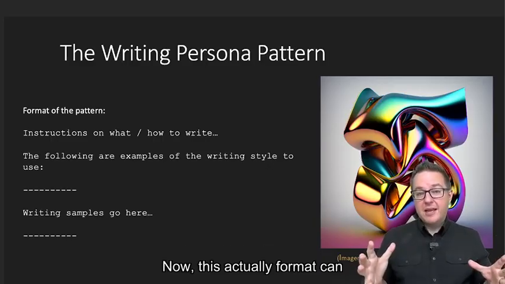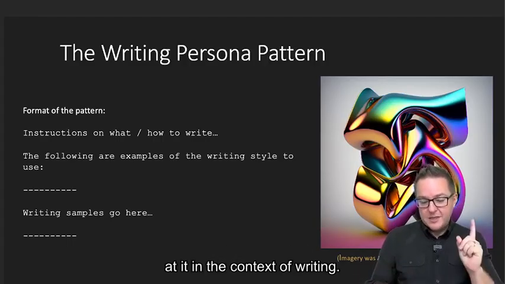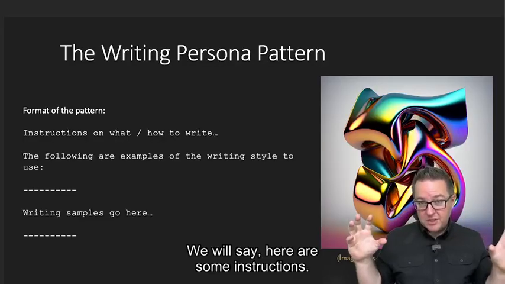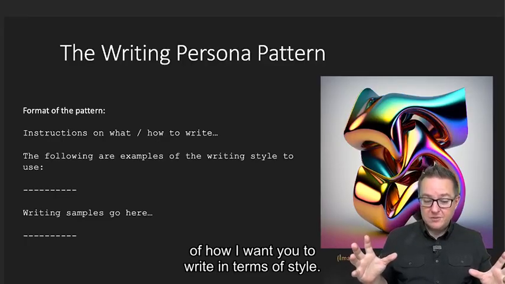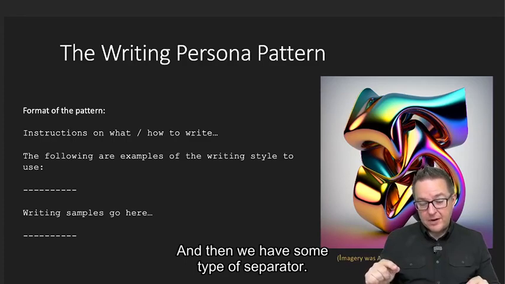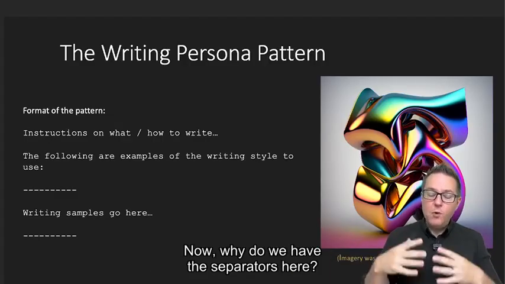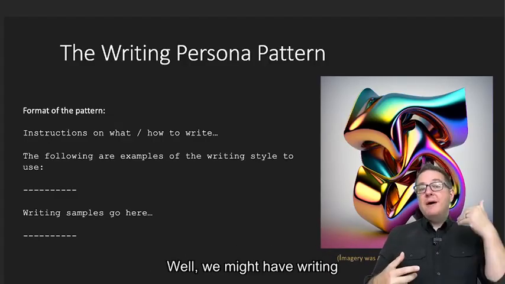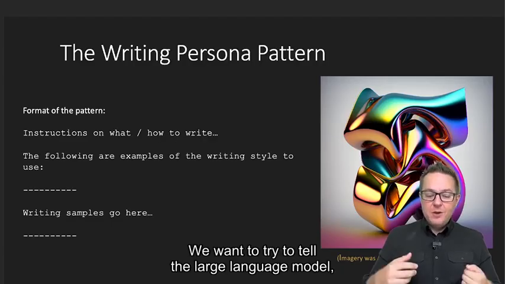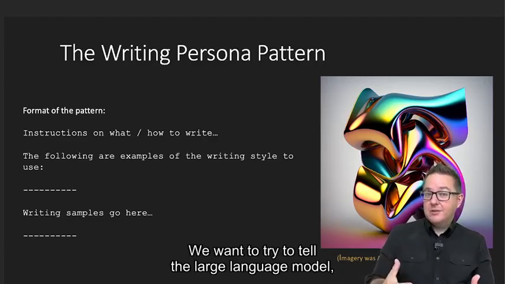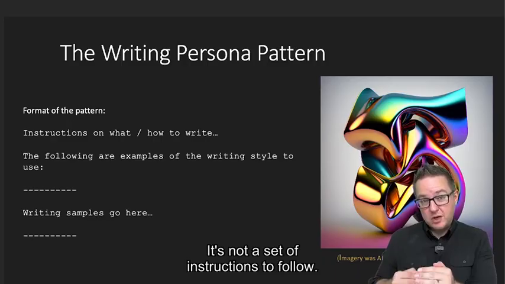Now, this format can work for all kinds of other things too, but we're going to start with looking at it in the context of writing. So we will say, here's some instructions. Then we'll say, here are examples of how I want you to write in terms of style. And then we have some type of separator, and this is important. And then we have the samples of the writing. Now, why do we have the separators here? Well, we might have writing that itself has instructions in it. And we want to try to tell the large language model, what you're looking at here is examples of how to write. It's not a set of instructions to follow.